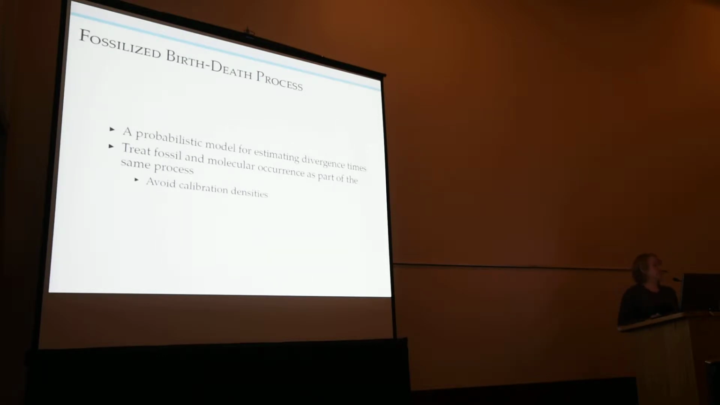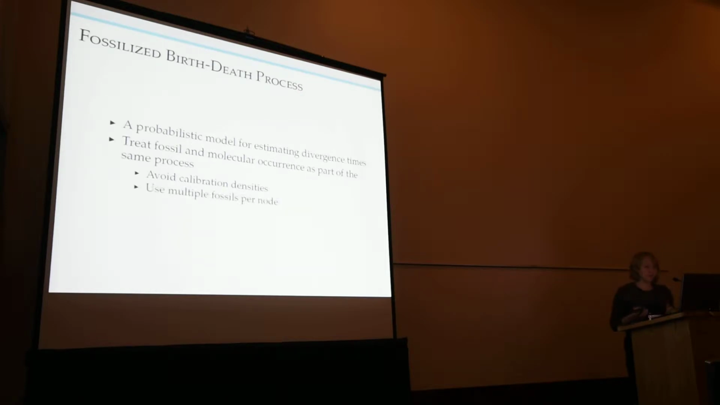I'm sure a lot of us have built phylogenetic trees using node calibrations and calibration densities, and I'm sure a lot of us know how challenging that can be because you're translating your knowledge about the fossil record and fossil occurrences into prior densities, and that's something that can be quite challenging and subjective. And fossilized birth death allows us to avoid doing that. It also allows us to use multiple fossils per node, which is something that's been challenging to do coherently with calibration densities.